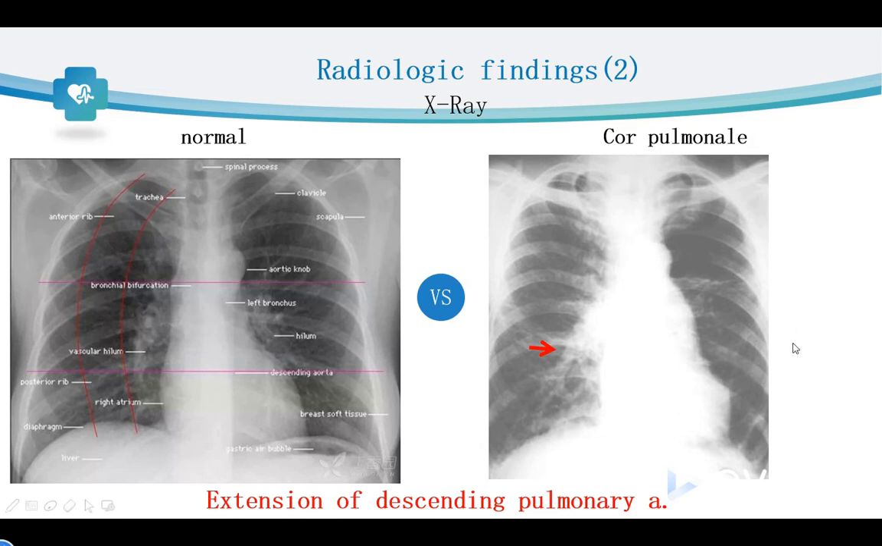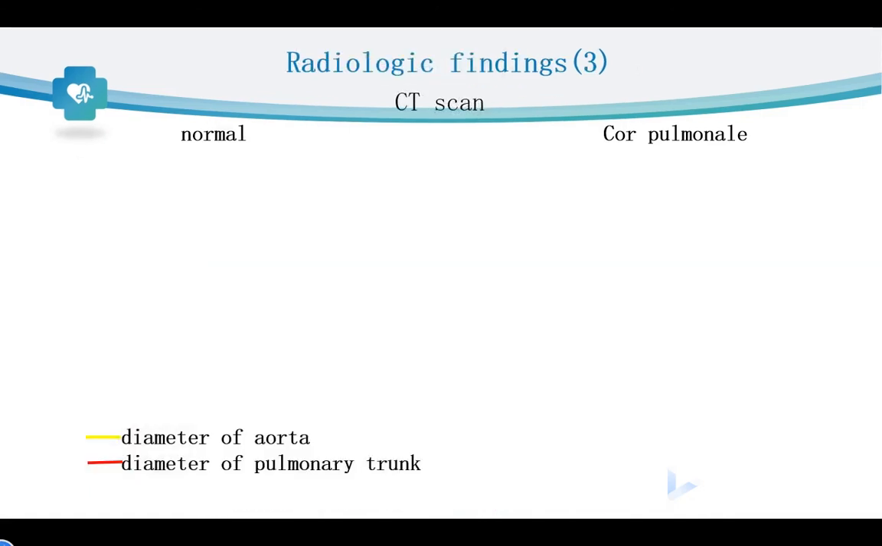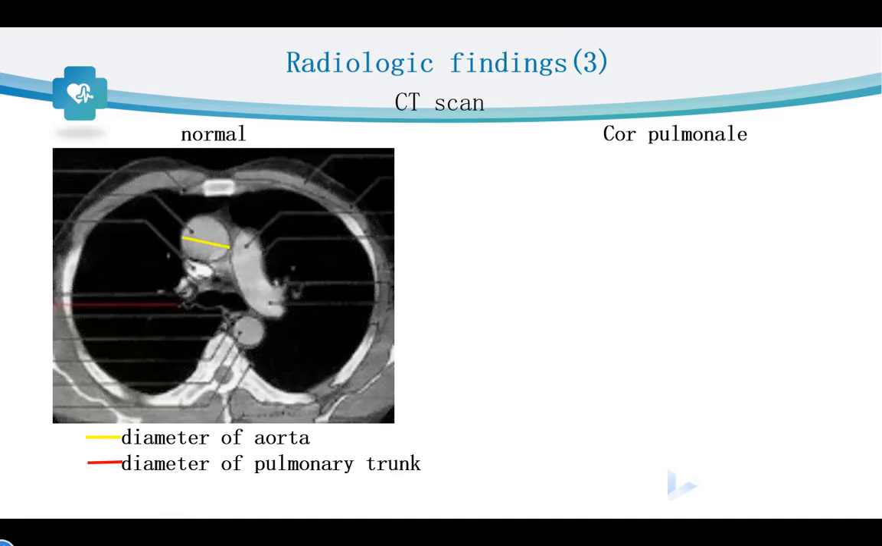From this picture, we can also find here an emphysema or a huge bulla, and this patient is likely suffering from COPD, which may be the primary disease for the cor pulmonale. And now let's look at the CT scan for the cor pulmonale patient. Firstly, let's look at the normal image of the CT scan.